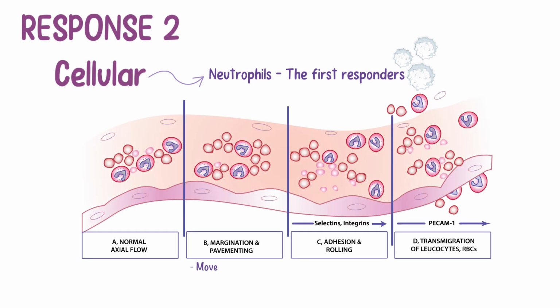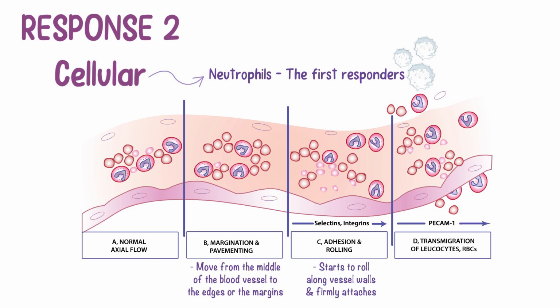They start by moving from the middle of the blood vessels to the edges or the margins of the blood vessels, hence known as margination. Then they start rolling along the vessel walls, kind of like they are checking out where they can find an exit. This rolling action is controlled by special molecules called selectins, which are proteins attached to the neutrophils and endothelium of the blood vessels. Eventually, these cells stick firmly to the vessel wall thanks to special proteins known as integrins.